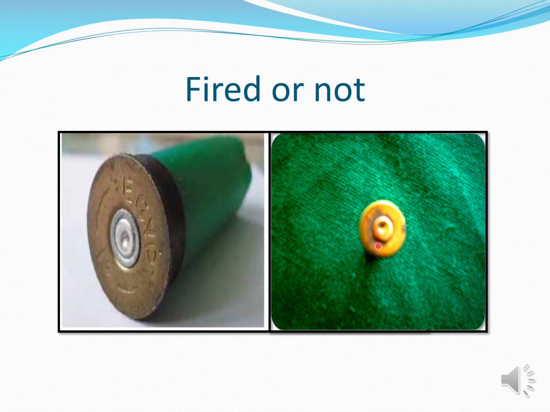This large circle is called the base. The second circle is called the percussion cap. In the center of the percussion cap, if we find a dimple or a dot, we call it fired. If there is none, it is not fired.